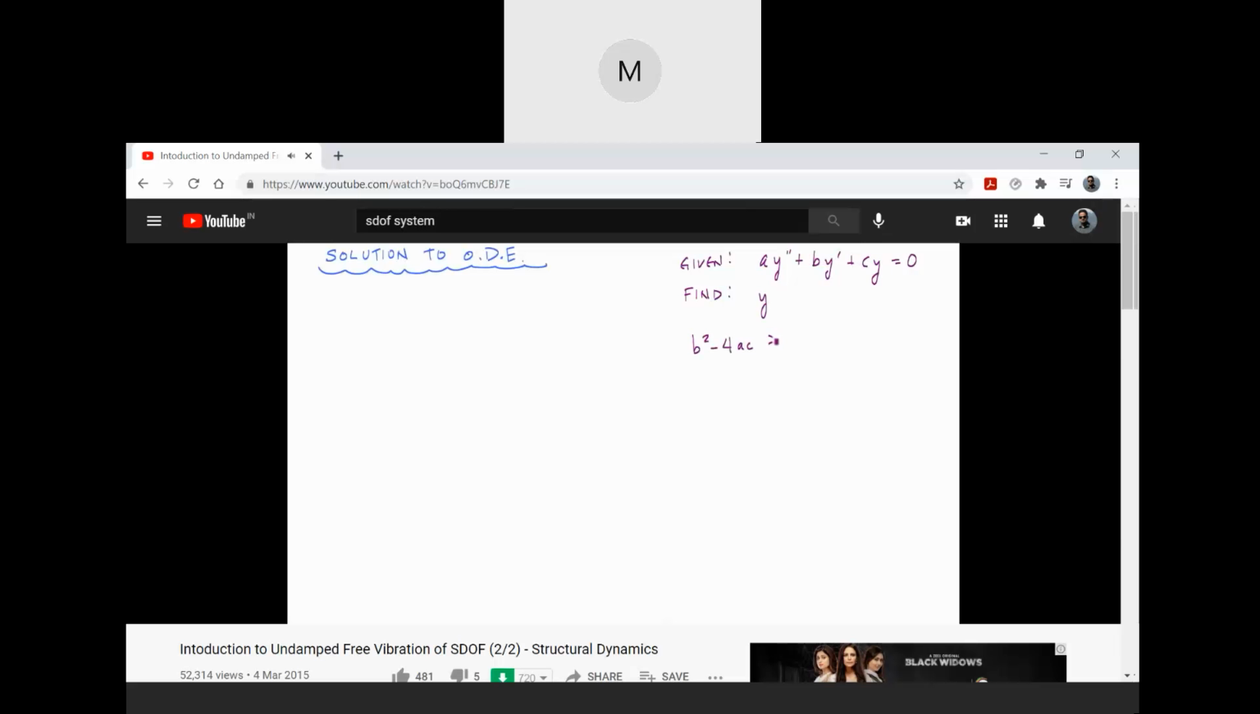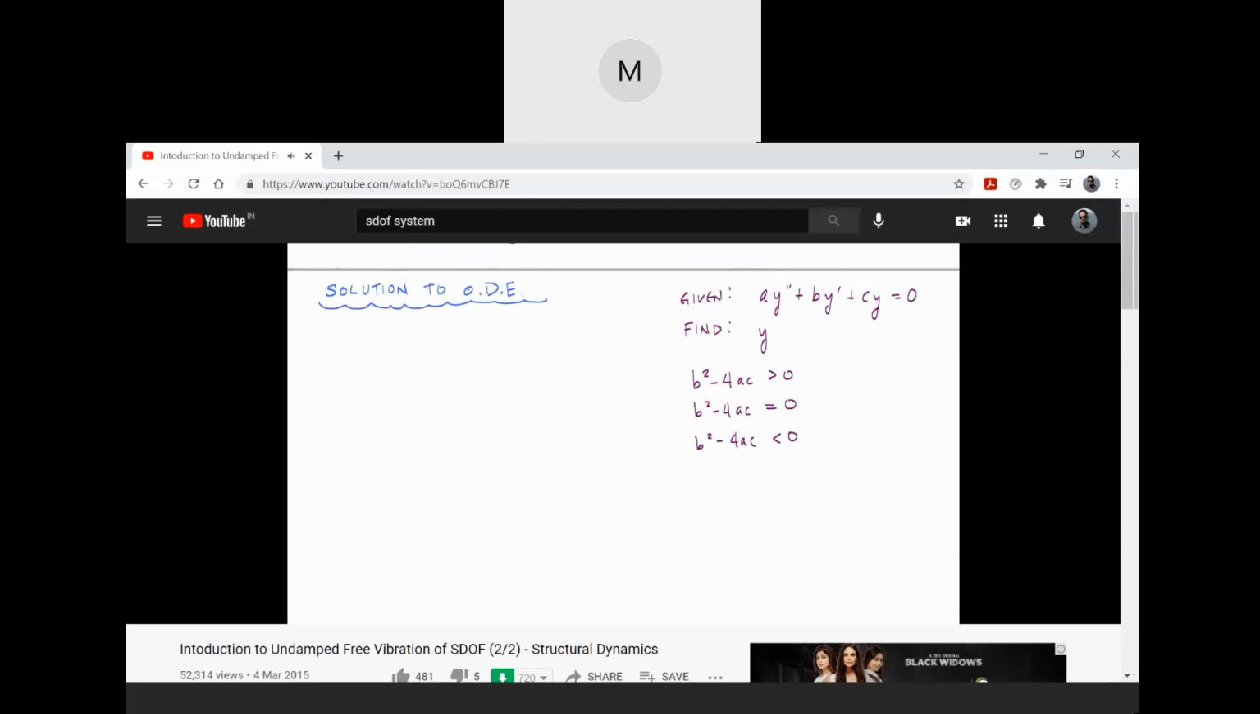If it was greater than 0, you had 2 real roots. If it was equal to 0, then you only had a single root. If you had b squared minus 4ac less than 0, then you had a complex solution. And that's the case that we have here. For our ordinary differential equation, in this case, a would be equal to 1, b would be equal to 0, and c would be this k over m business. Since b is 0, I'm going to have negative 4ac, and that's going to be less than 0.